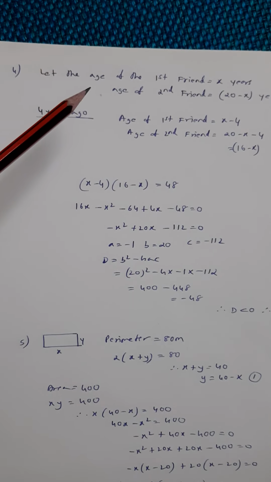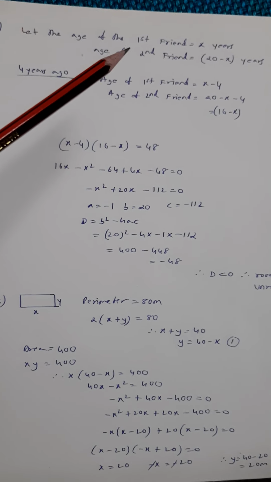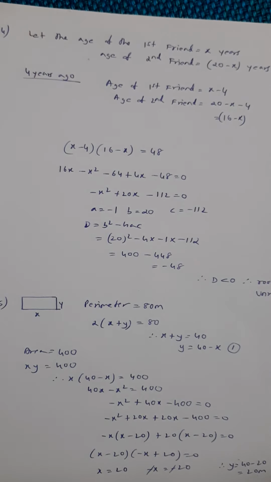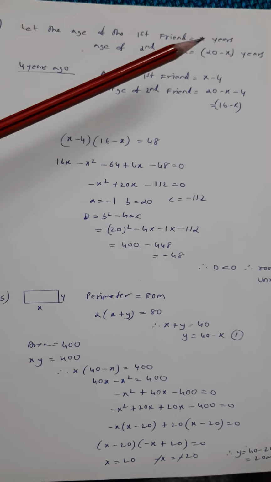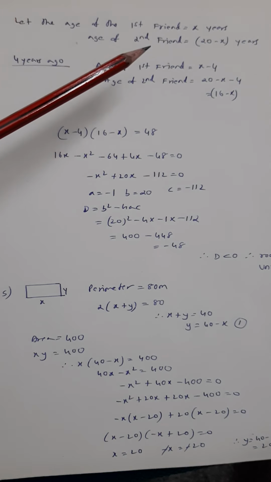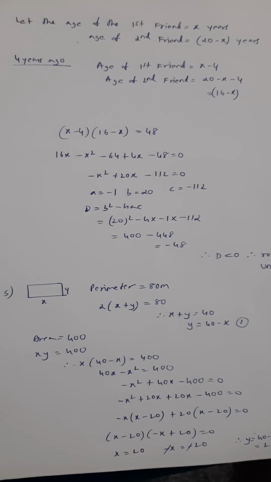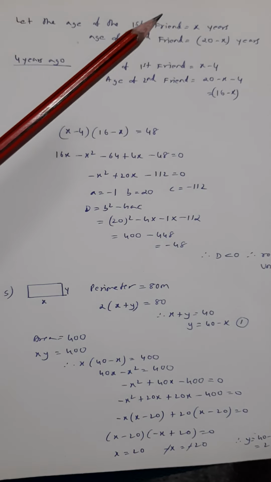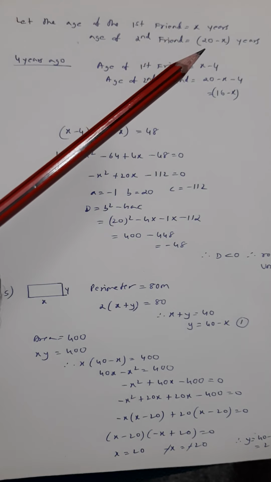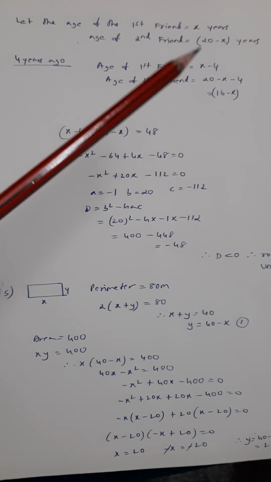This is a word problem again. There are two friends and the sum of their ages is 20. So I am assuming the age of the first friend as x and the age of the second friend as 20 minus x, because the total is 20. This is clear, I hope, no?